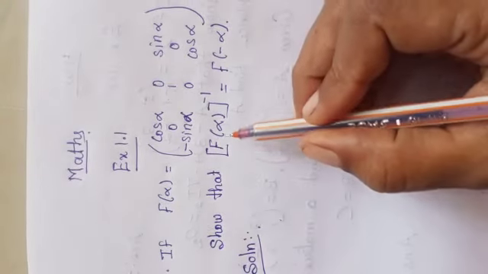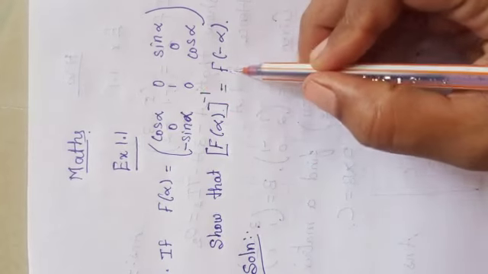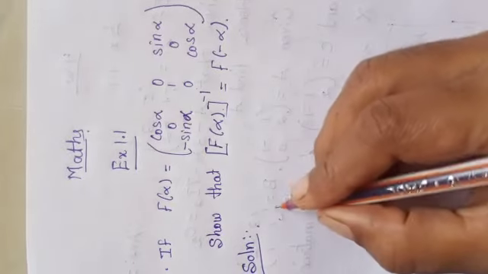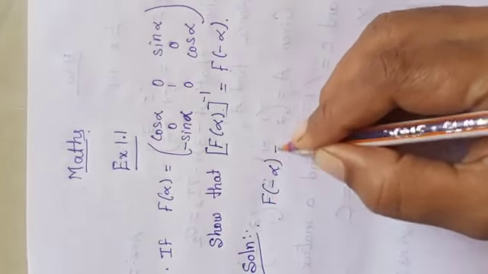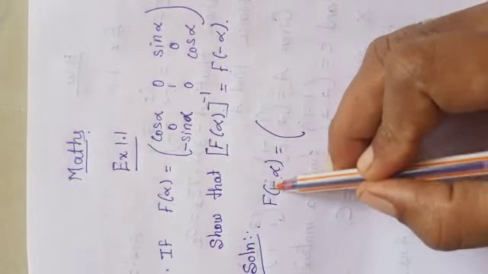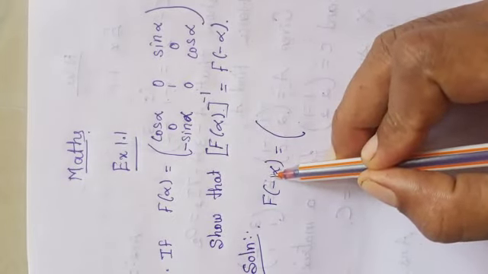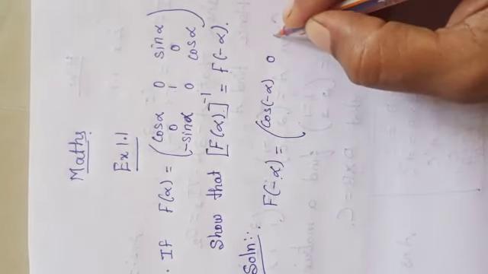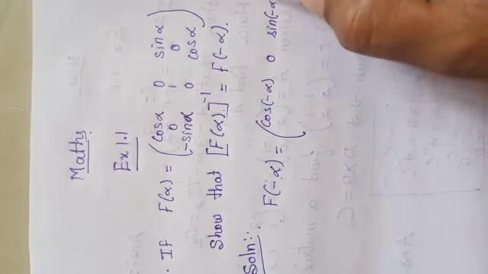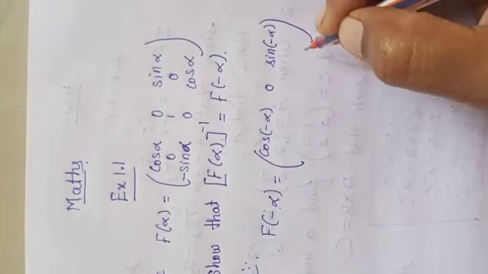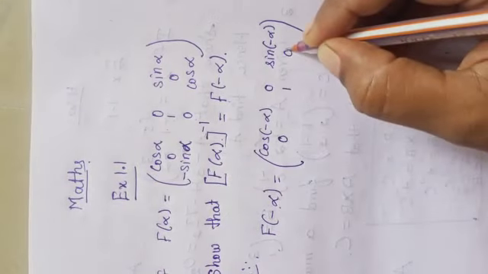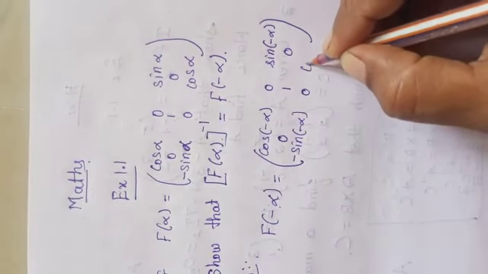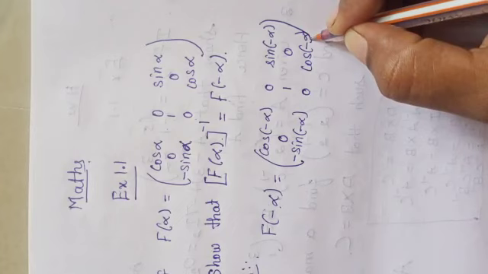Okay, coming to this problem, f of alpha the whole inverse is equal to f of minus alpha. Since the right hand part is easy, first we will do that. F of minus alpha: what is the meaning of this? In place of alpha we have to substitute minus alpha. Shall we substitute? Cos of minus alpha, 0, sin of minus alpha. Next 0, 1, 0, minus sin minus alpha, 0, cos of minus alpha.